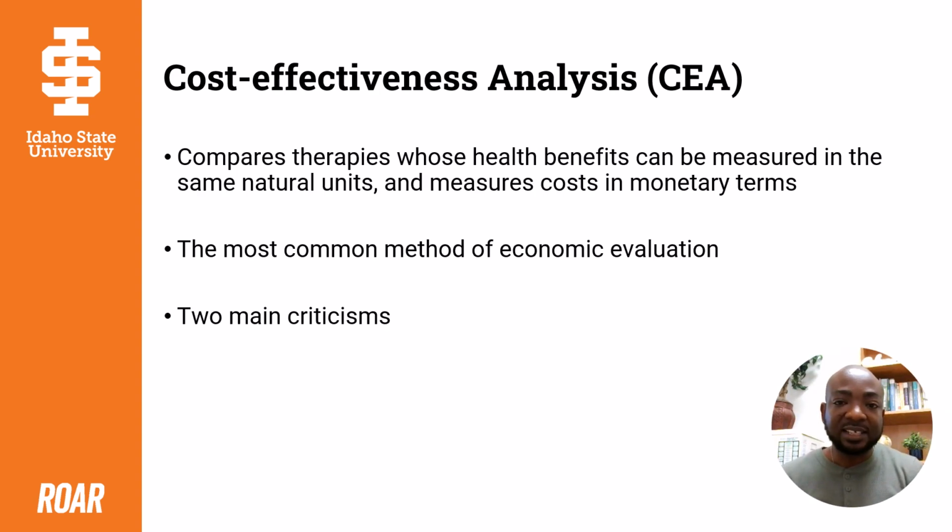Next is cost effectiveness analysis, CEA. This properly refers to an evaluation where the health benefits can be defined and measured in natural units such as years of life saved, number of fully immunized children, and so on. So the health benefits described in a CEA are unidimensional, and cost effectiveness compares therapies whose outcomes can be measured in the same natural units and measures cost in monetary terms.